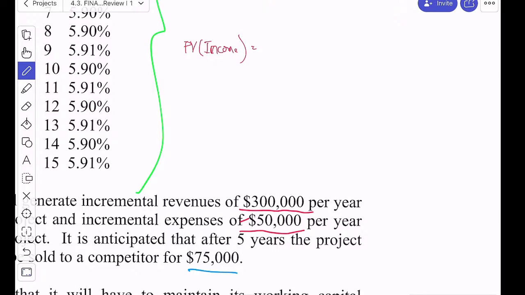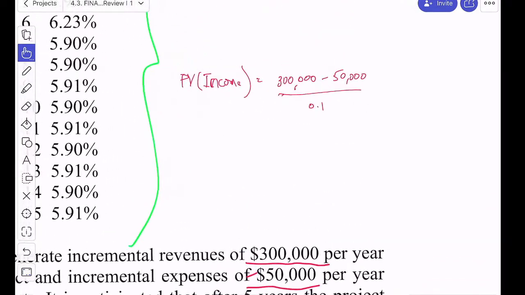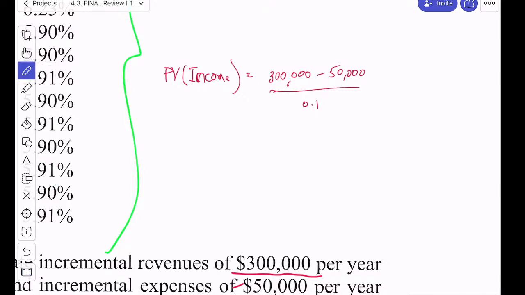Is equal to 300,000 for 5 years after expenses, and I'm going to use the 10%, it's 10%, right? 10% discount rate. And it's a 5-year annuity.